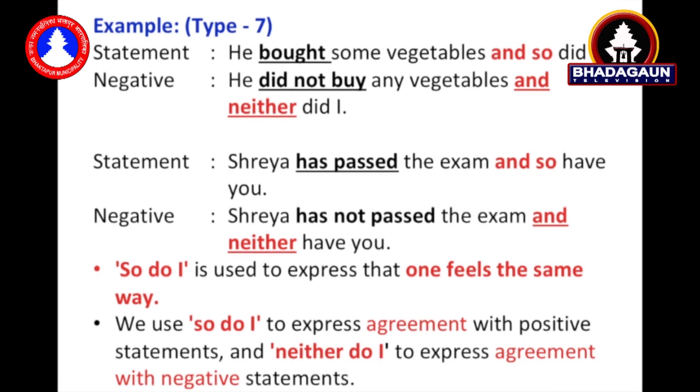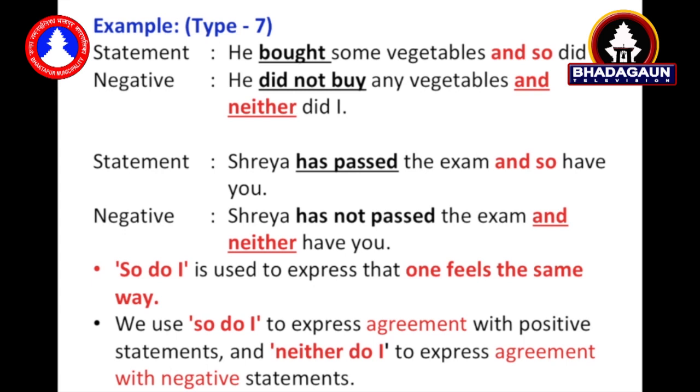And now here, I bought some vegetables. This is positive and its positive agreement is and so did I. And Shreya has passed the exam. This is a positive expression and its agreement is and so have you. And we should have the positive agreement here. And the negative expression is he did not buy any vegetables. And its agreement should be negative, that is, and neither did I.